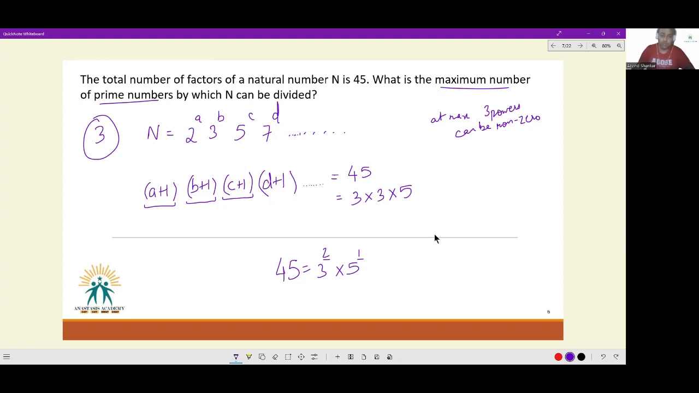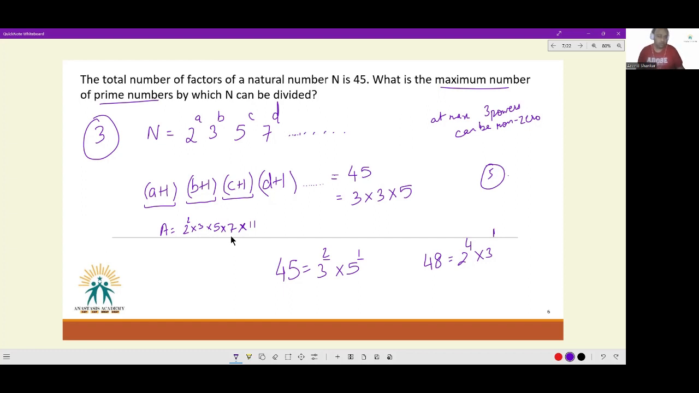Beyond this, all this understanding is for the first time, but in subsequent iterations, let's say the total number of factors of a natural number is 48. What is the maximum number of prime numbers it can be divisible by? You should ideally go 2 raised to the power 4 and 3 raised to the power 1. Answer is 5. And you can potentially create that number here. Let's call that number A. A is 2 square into 3 into 5 into 7 into 11. Check this number. This will indeed have 48 factors. This is the maximum number of prime numbers that n can be divided by.